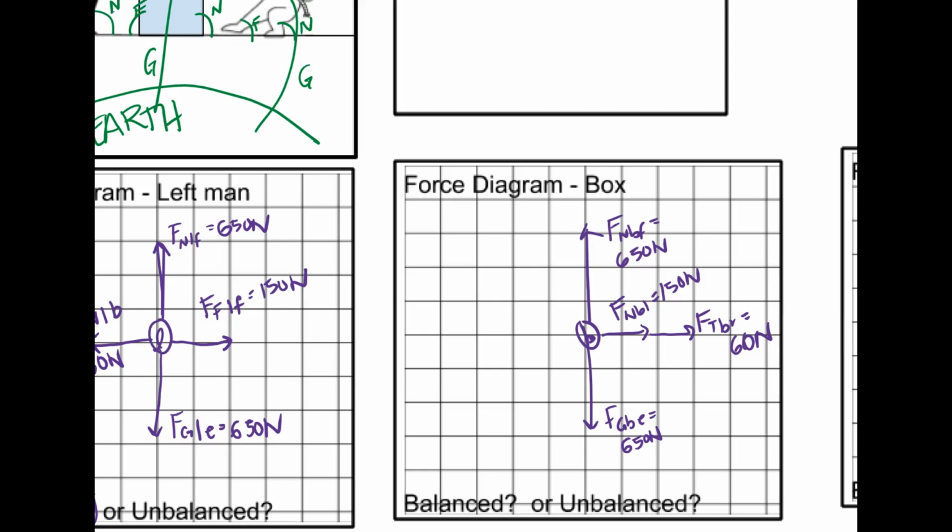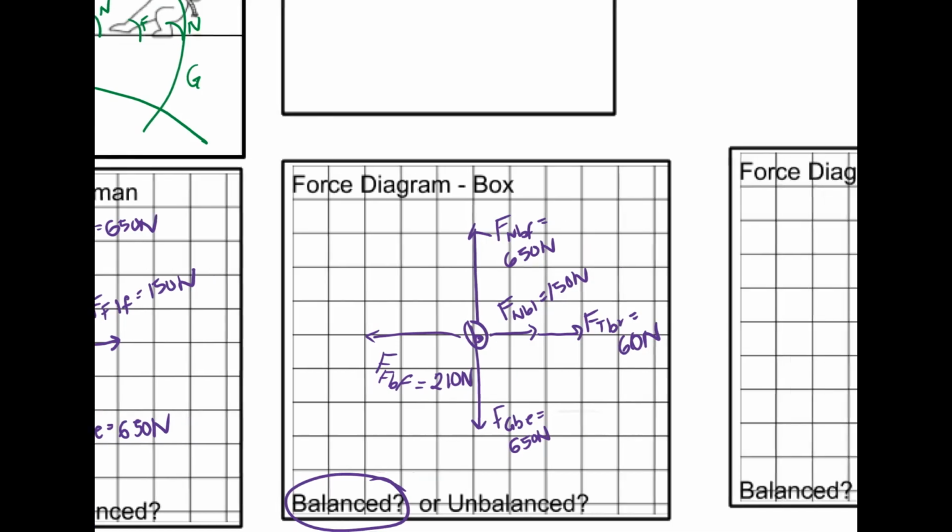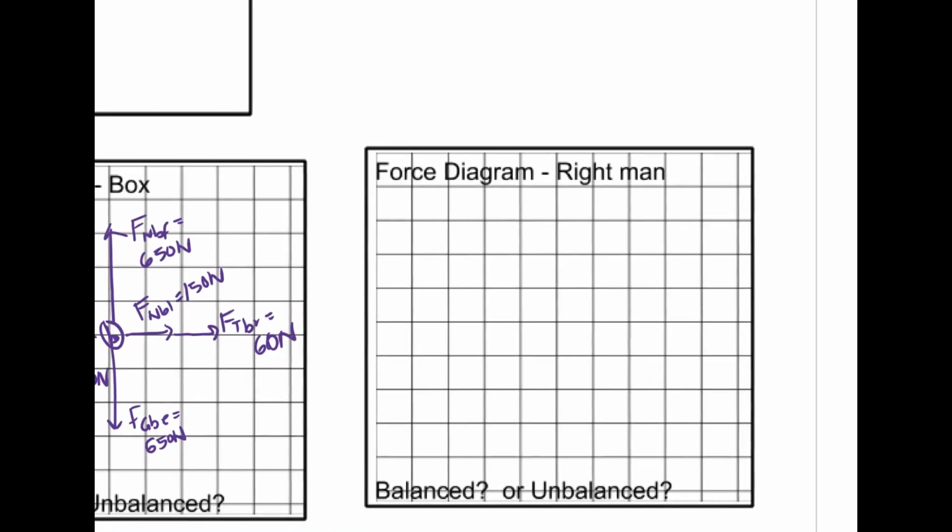Together, the force of friction on the box with the floor is happening at 150 plus 60, which is 210 newtons, and it's a balanced force. And we'll do Newton's third law pairs after we're done with all of them, with all the force diagrams.